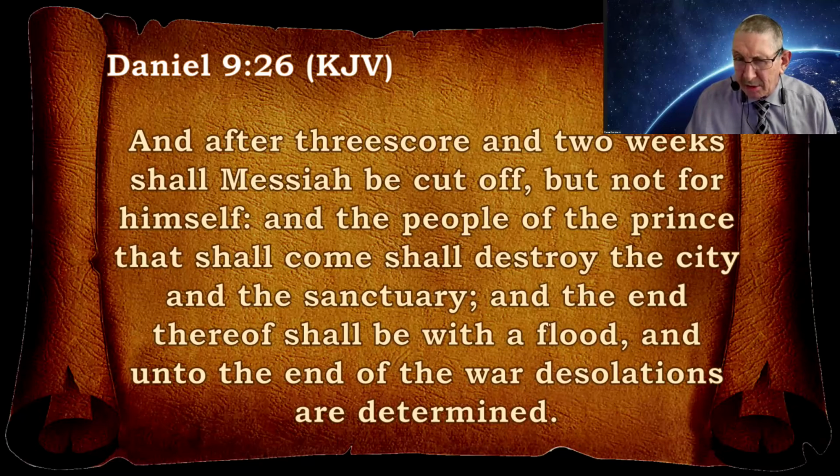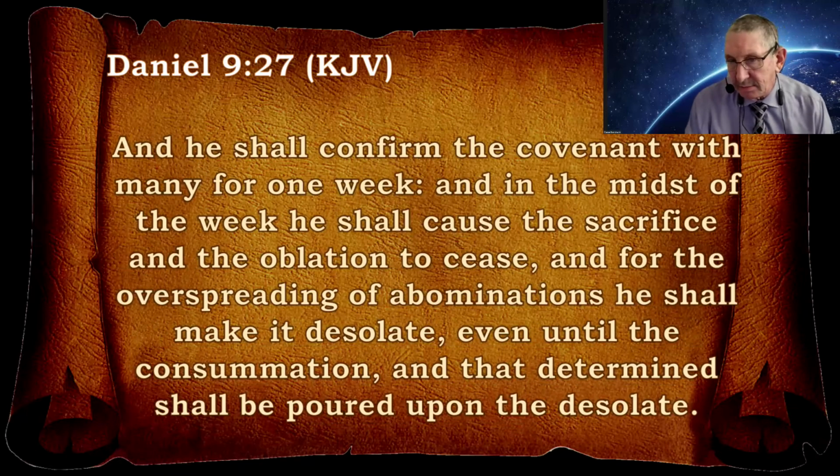And the people of the prince that shall come shall destroy the city and the sanctuary, and the end thereof shall be with a flood, and unto the end of the war desolations are determined. And this actually happened, the rest of this verse, in 70 A.D. So that's why it says after 62 weeks. It's kind of a series of events. The Messiah is crucified. Then the city is destroyed again about 37, 38 years later. And the part we haven't gotten to yet is Daniel 9:27.